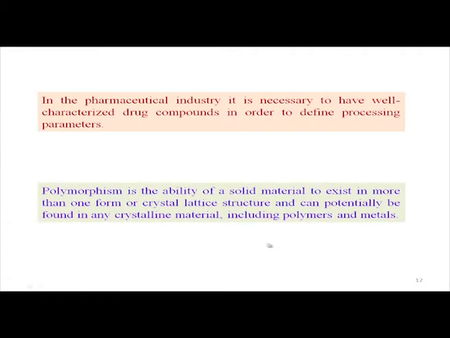Then the last one, which is also very important, is polymorphism, which we can also study using this technique, where a solid can exist in one or more forms in the crystal lattice structure. It can potentially be found in different crystalline materials including polymers and metals. If they stay in two different crystal lattice forms, one polymorphic form and the other polymorphic form, for a drug material we know that in one particular polymorphic form it is active, but the other may not be. So the characterization of their polymorphic nature, we can do very nicely with this particular technique for their complete analysis.